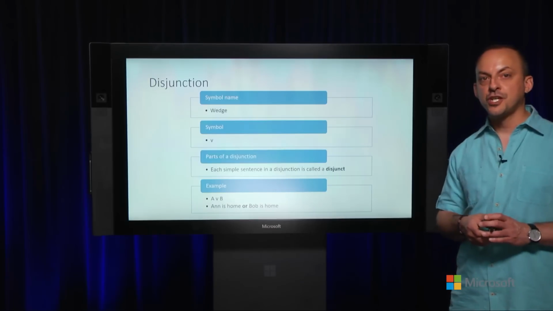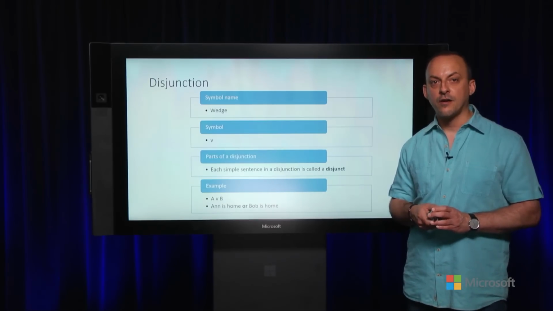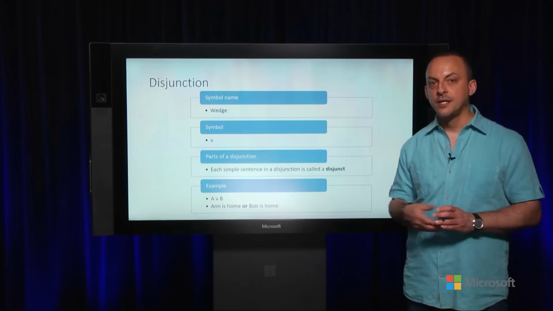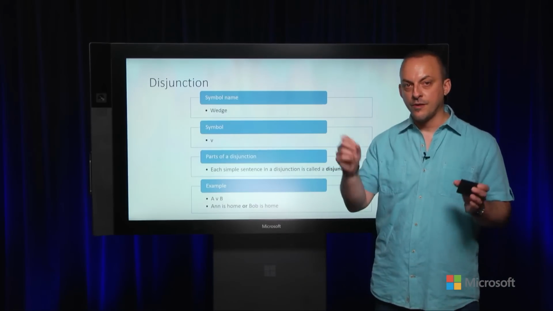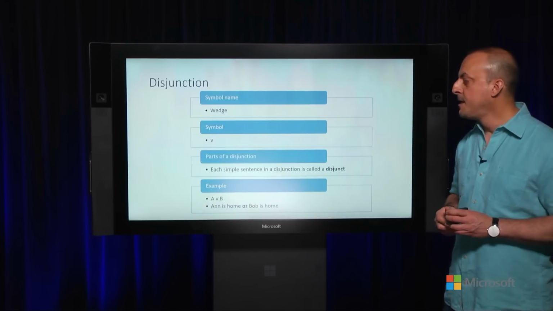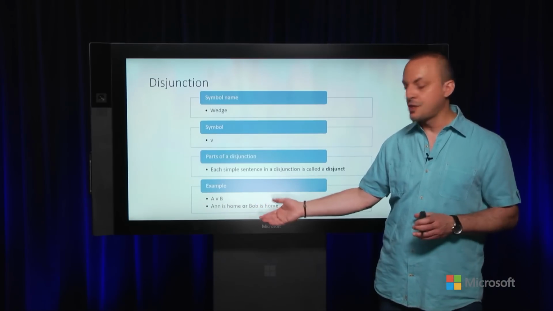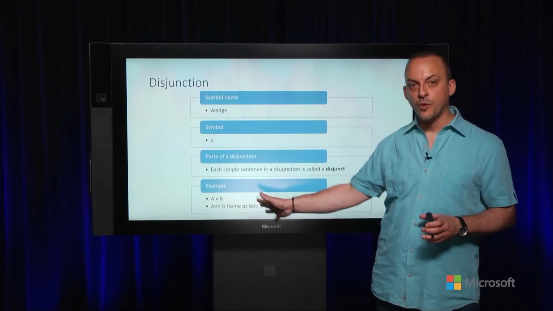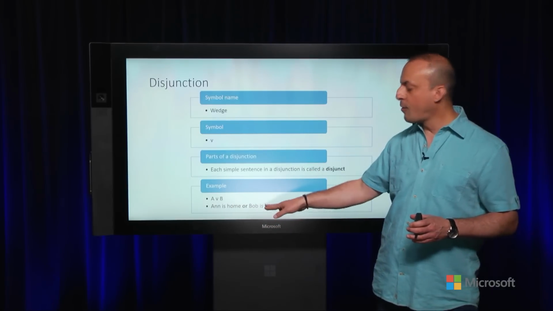This is the disjunction operator. This is the OR operator in our toolkit. So the OR operator uses the V on your keyboard, or if you're writing it out, you just write it like a V. It's called a wedge in logic. And it's structured very similarly to the conjunction, only the way that the truth values work is going to be different. So here we have Ann is home or Bob is home.